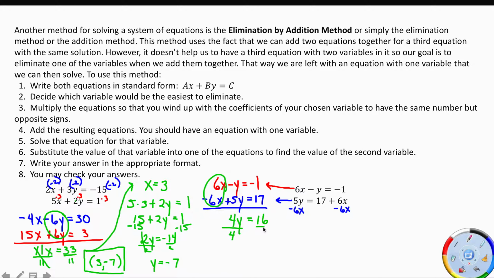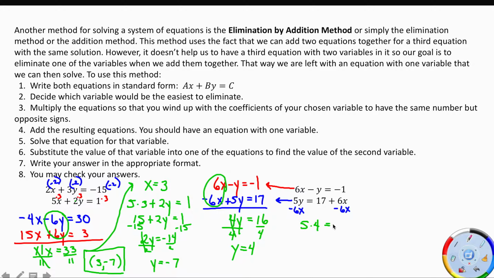So divide by 4, divide by 4. Y equals 4. Once I know what y is, I can plug into either one of these equations and get what x is. I'm going to plug in to this one.